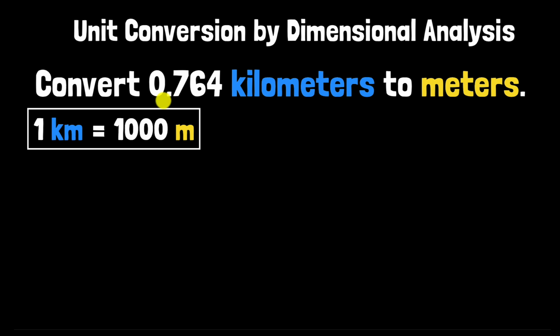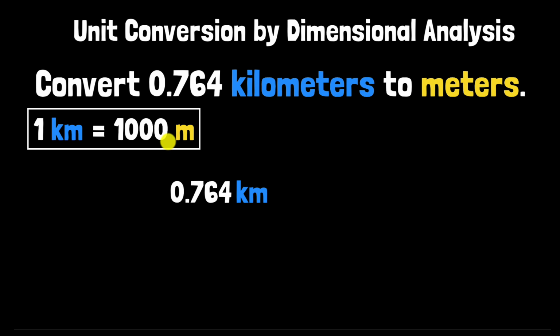All right, once we have this, we start by writing down what's given to us. What's given to us is 0.764 kilometers. So let's write that down. The next step is the important one. You multiply this with a conversion factor that you create from this equation. We also call this equality or equivalency for that matter. But how do you do that? How do you create a conversion factor? Here's how we can do it, okay?